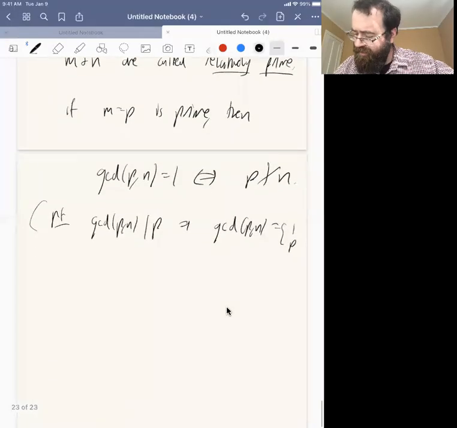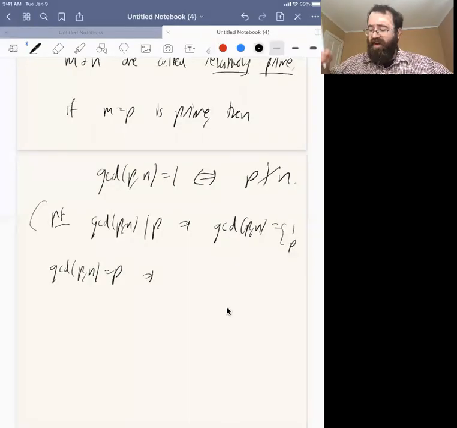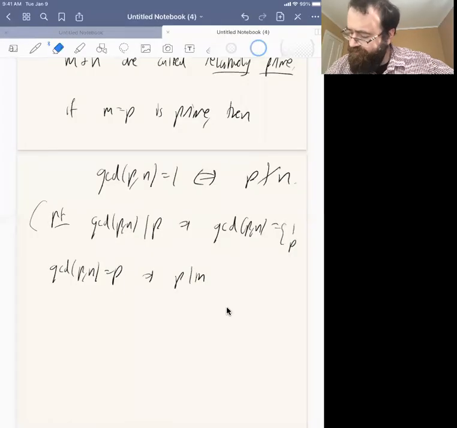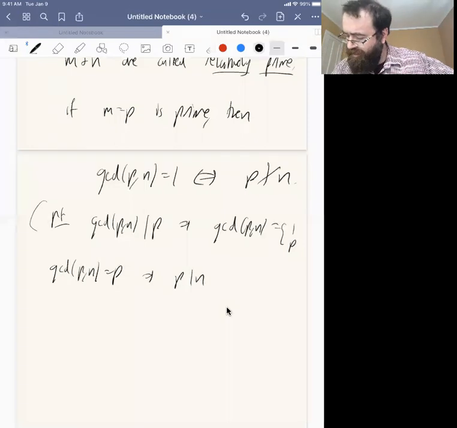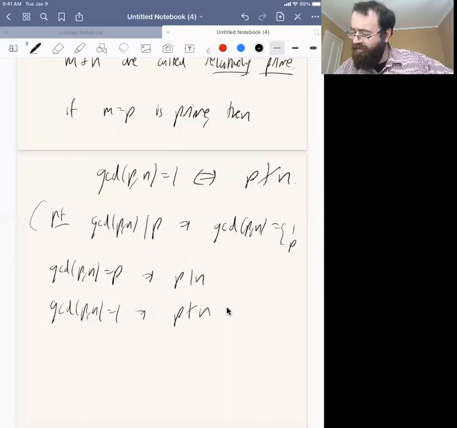If it's P, this implies, since the GCD does divide N, that P divides N. If the GCD is 1, this implies P does not divide N. Okay, so that's a justification for that statement.